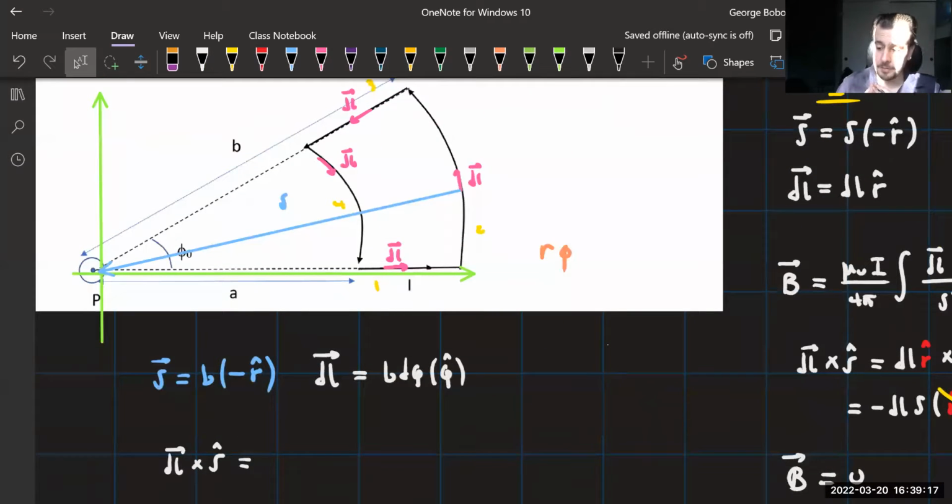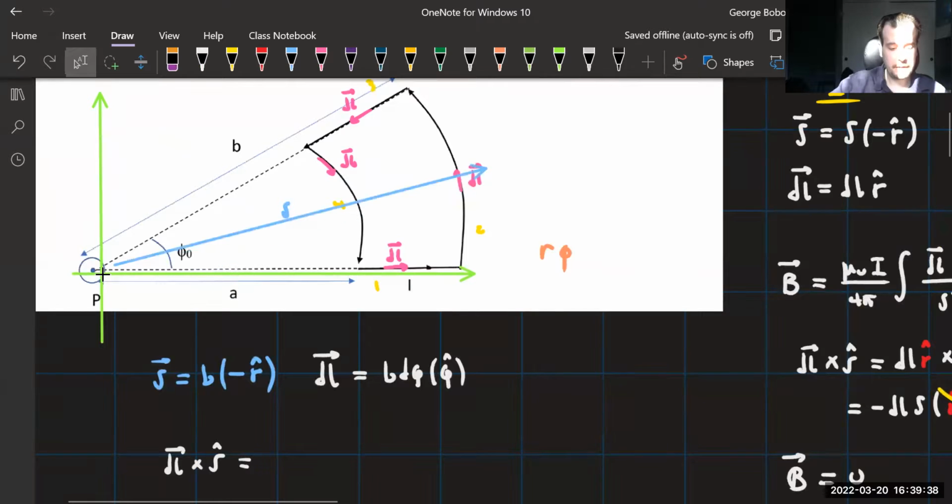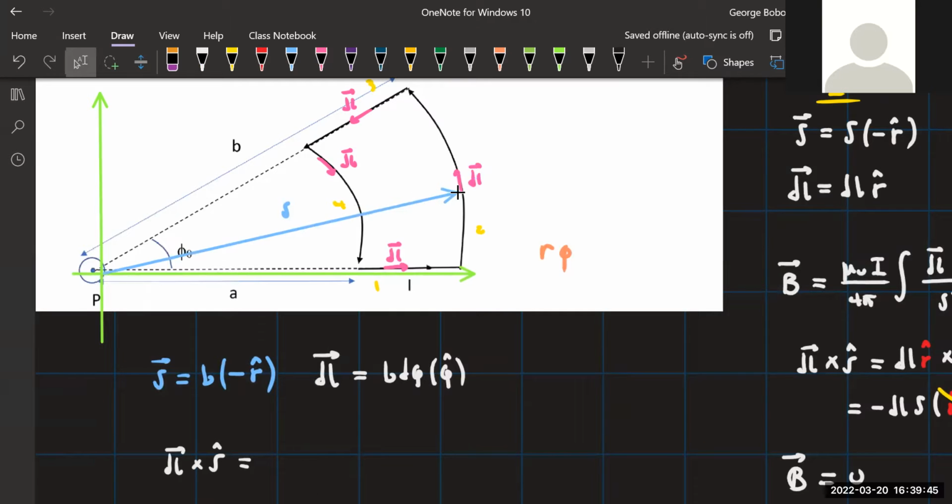Wait, sorry. I don't get why, for R, it's negative but not positive. Oh, because again, this R vector is pointing toward the origin. If it was positive, it would be pointing the other way around. It would be going like this. So positive R direction is away from the origin in polar coordinates. But why in this diagram is it towards the origin?